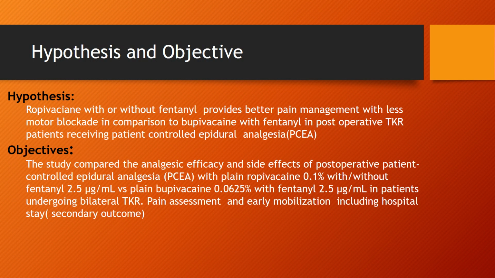motor blockade in comparison to bupivacaine with fentanyl in postoperative TKR patients receiving patient-controlled epidural analgesia. The objective of this study was to compare the analgesic efficacy and side effects of postoperative patient-controlled epidural analgesia with plain ropivacaine 0.1% with or without fentanyl versus plain bupivacaine 0.06 to 0.5% with fentanyl 2.5 microgram per ml in patients undergoing bilateral TKR. Pain assessment and early mobilization, including hospital stay, was the secondary outcome they wanted to observe.